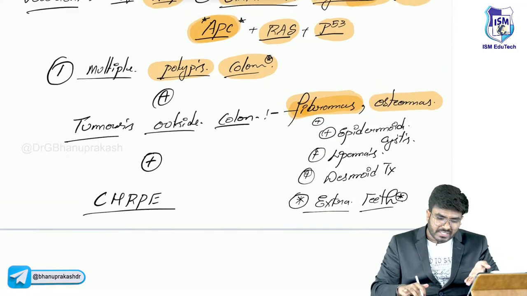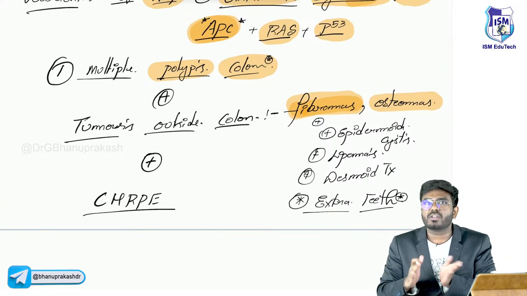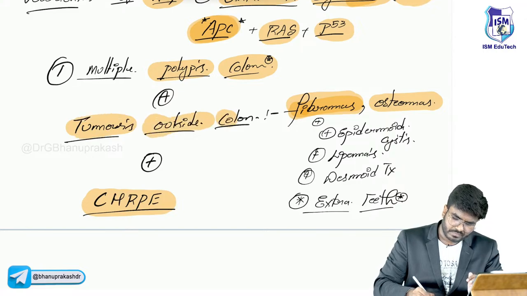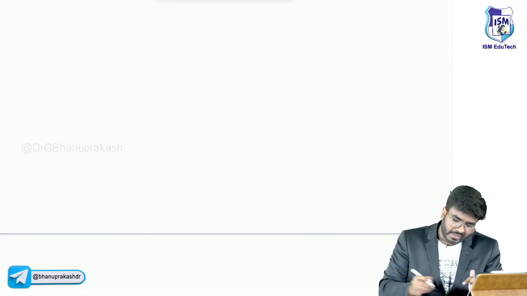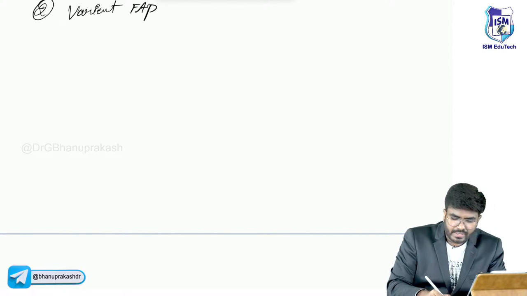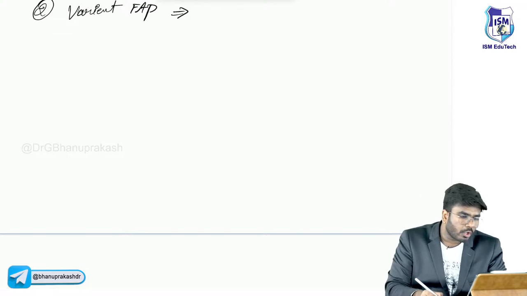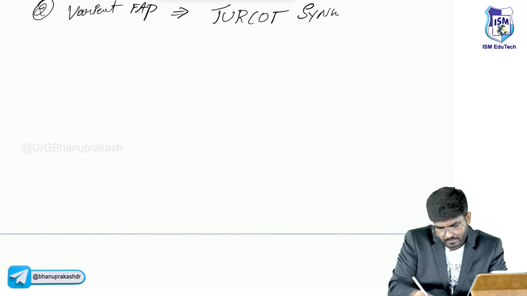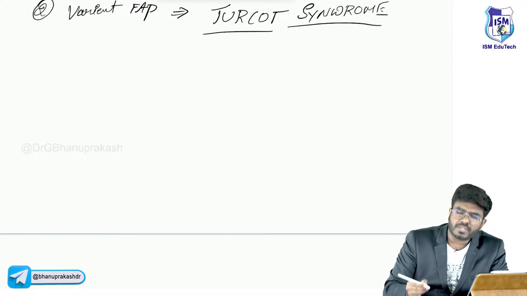This is also seen here because it's a variant of FAP. This is nothing but FAP, but with extra tumors, because of extra mutations. Now, one more variety, the second variant of FAP. It is called Turcot syndrome.